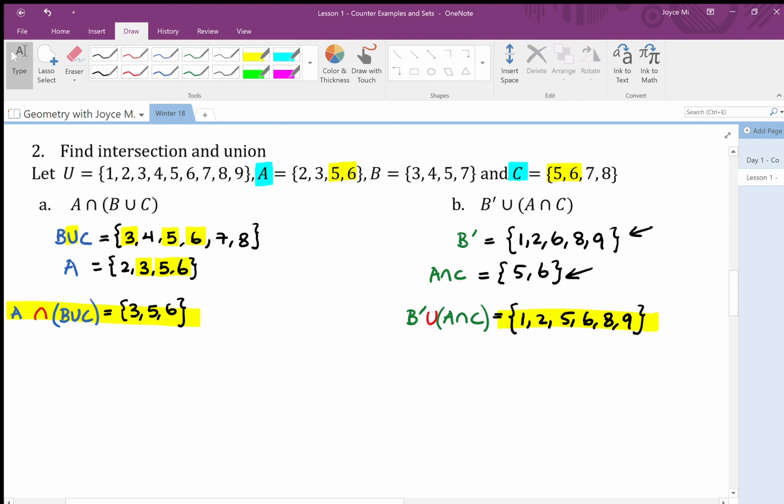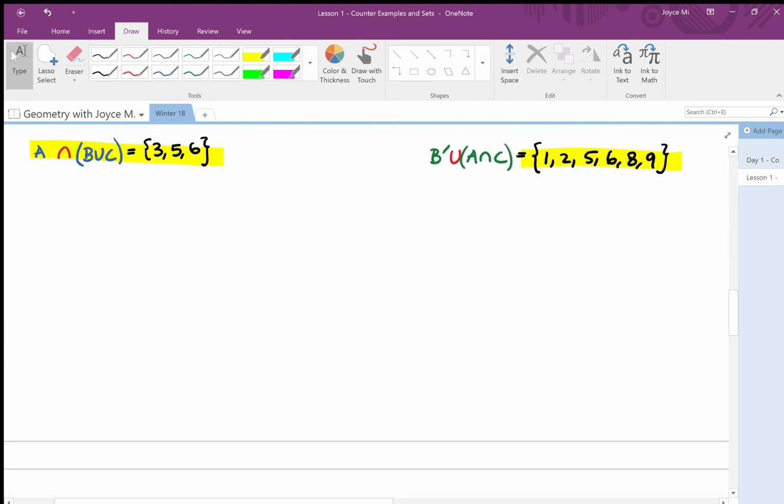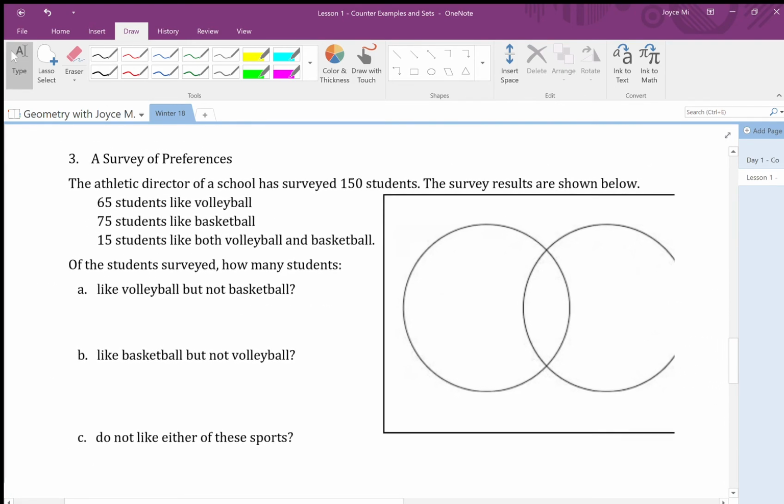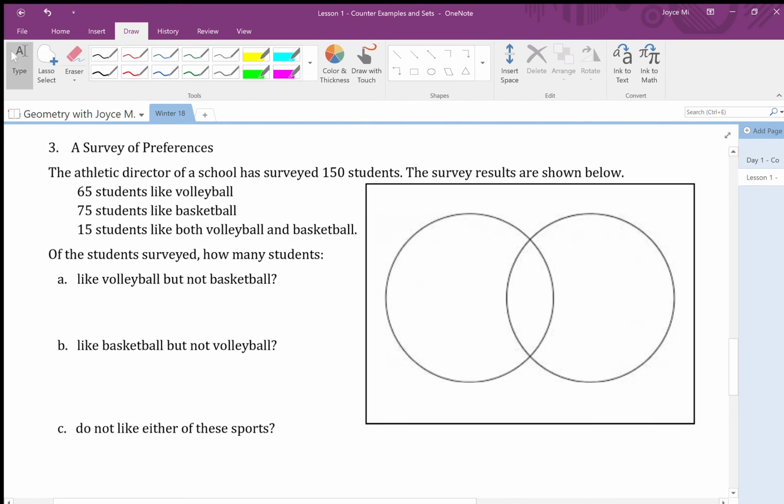Now let's look at one application question. I've seen this question in geometry class, and I have also seen it in some statistics classes as well. So it's a pretty common question, I think. Now let's look at this question, a survey of preferences. The director of a school has surveyed 150 students. It tells me that 150 students participated in the survey, so my universe is the 150 students that participated in the survey.